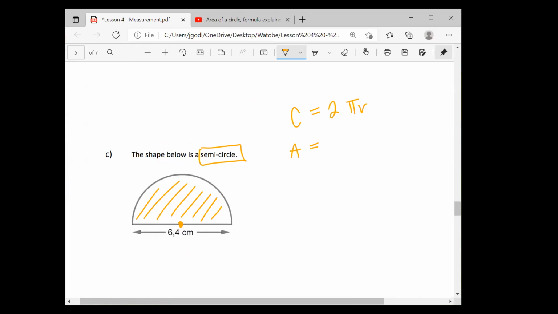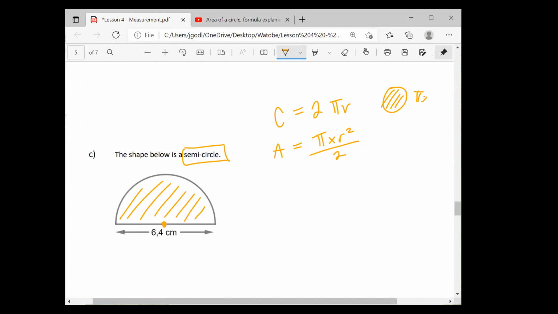Okay. So the area of a semicircle: the normal area of a circle is pi times radius squared. So if it's a semicircle, then we would be saying pi times radius squared divided by 2 because it's half of a circle. So full circle, pi times radius squared. Semicircle, pi times radius squared over 2. Quarter of a circle, pi times radius squared over 4. Thank you, ma'am. Sure.